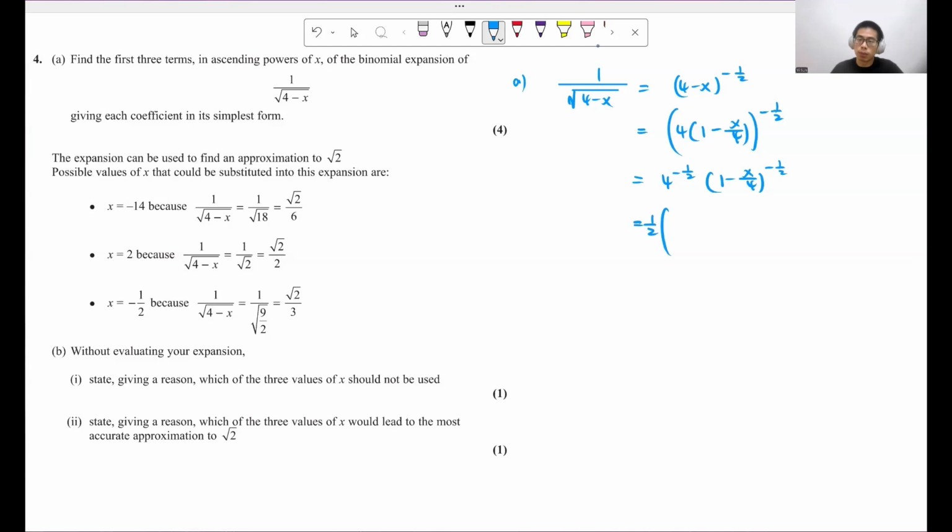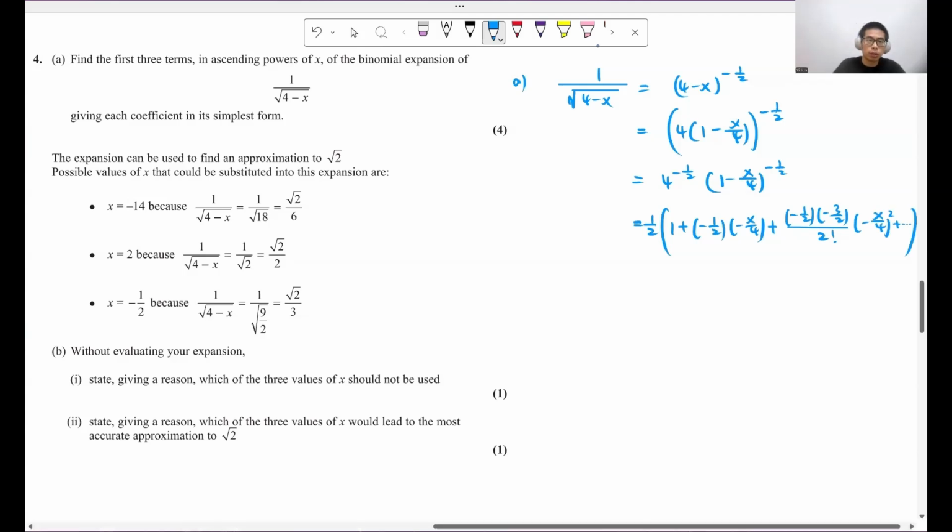And then for (1 minus x over 4) to the power -1/2, we can just use the expansion formula. So 1 plus (-1/2) times (-x over 4). So in this case, n is -1/2, and the x will be negative of x over 4. And then plus the next one would be -1/2 times (-1/2 minus 1, which is -3/2) over 2 factorial, times (-x over 4) squared. And because they only want the first three terms, that's all we need. Then if we simplify, that would be 1/2.